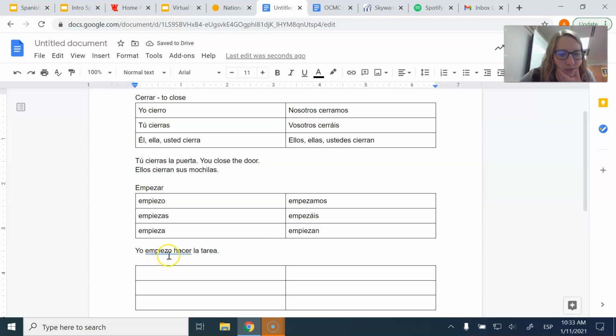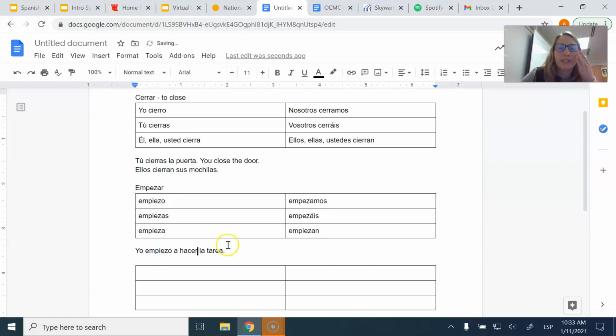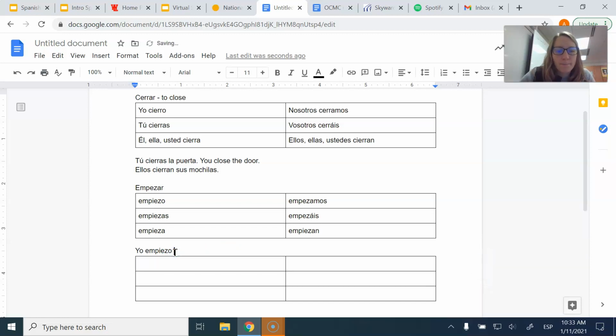I empiezo. Did I say that wrong? Oh, empiezo a hacer. Yeah, we haven't learned this grammar structure yet, so maybe that's not a good sentence for us. That's okay. We'll just use it. Yo empiezo a hacer la tarea. A lot of times when we use empezar, we're going to say, I begin to do something. So you have the A here. Don't stress about that too much.